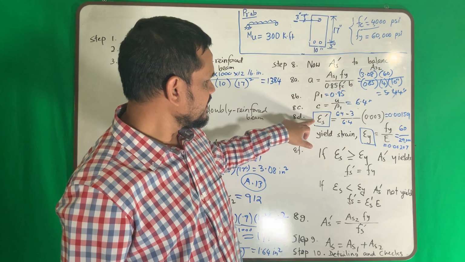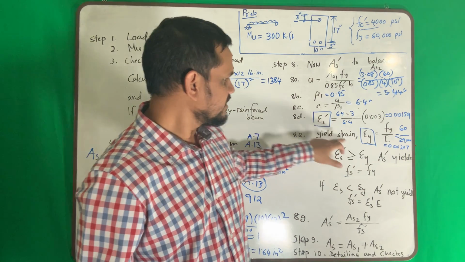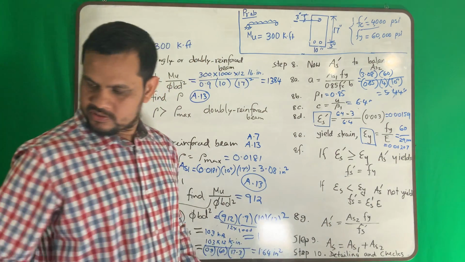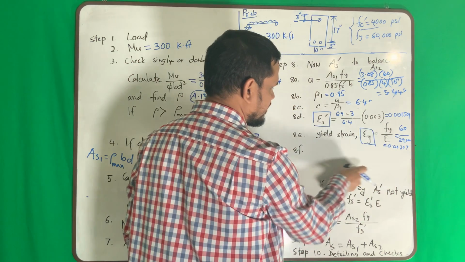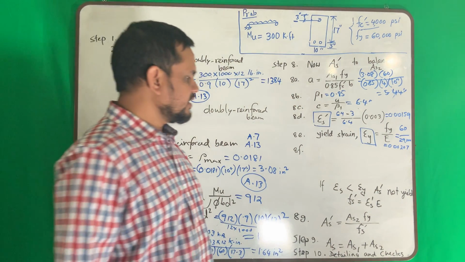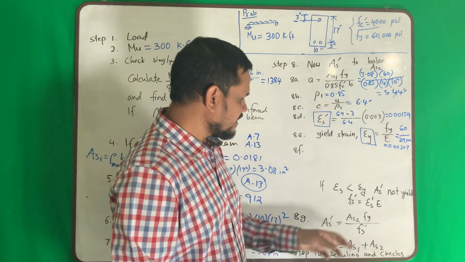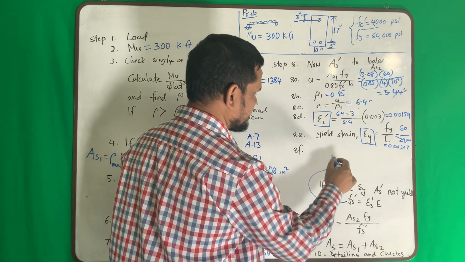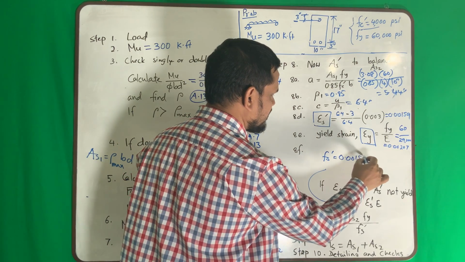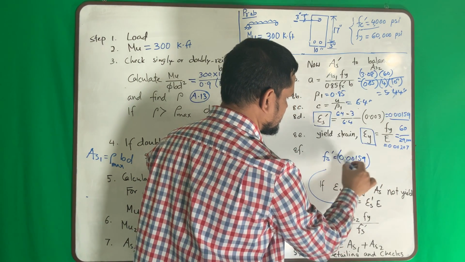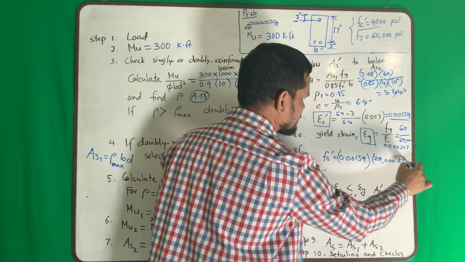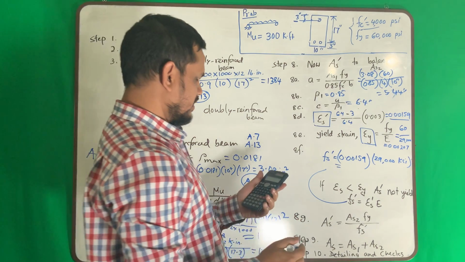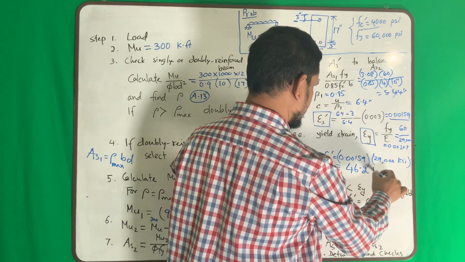I memorized it. So you can see now, compare. My strain here is less than yield or no? Yes, it is less than yield. That means this is not the case. This is our case. So I will erase this to make our life easy. This time my compression steel is not yielding. So what is my stress now? I am writing here to save some space. Stress is 0.00159, whatever I found here, times 29,000 ksi. It is 46.2 ksi.